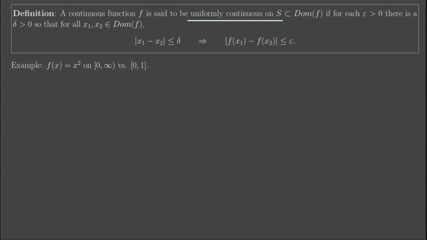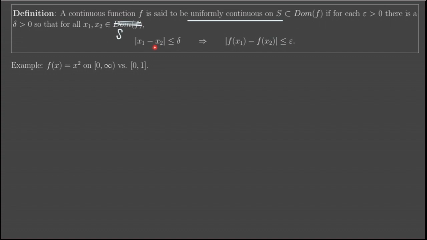a positive number delta, so that for all x1, x2, sorry, that should be S, any pairing of x1 and x2 from S, if the distance between x1 and x2 is less than or equal to delta, then the distance between f of x1 and f of x2 is less than or equal to epsilon.